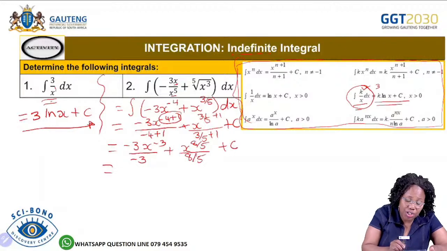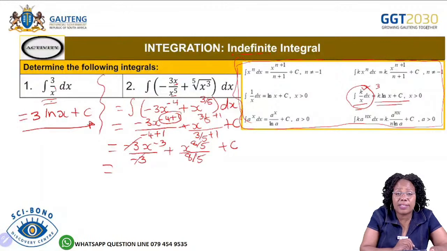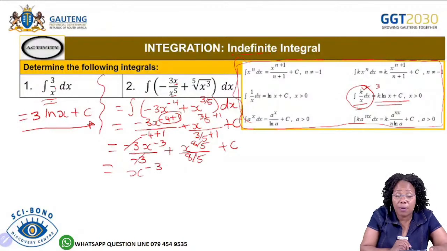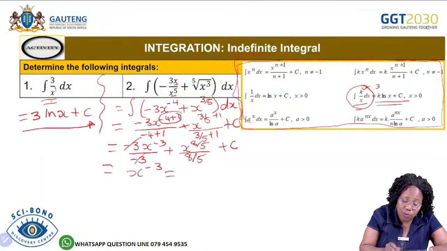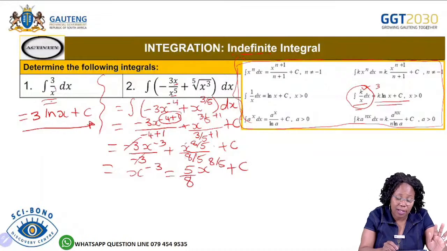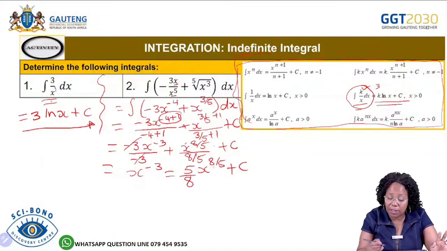So the correct notation for the final simplified answer: minus 3 will cancel minus 3. We are left with x to the power minus 3. And then this one, if we write it correctly, will be 5 over 8, and then x to the power 8 over 5, plus c. If you are not sure, grade 12, leave it like that rather than mess up there.